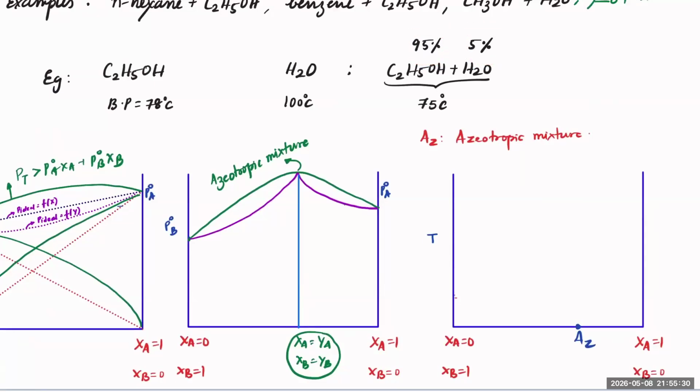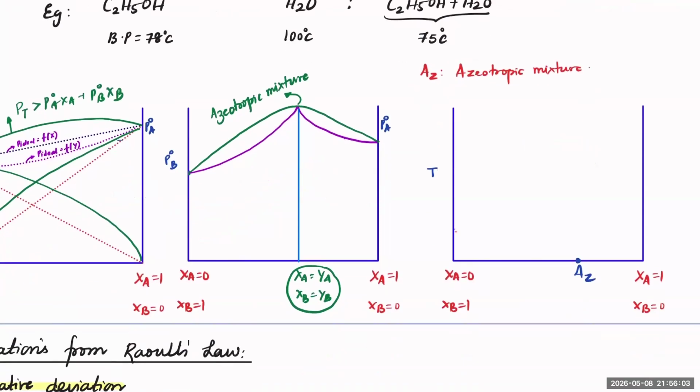That's why if you try to evaporate at this composition, you will not be able to separate ethanol and water, because both their mole fractions are same. If you condense it also, you'll get same mole fraction. If you evaporate, you'll get the same mole fraction. So it is difficult to separate these two liquids anymore. So azeotropic mixture is the case where you cannot separate the liquids by distillation. Okay.